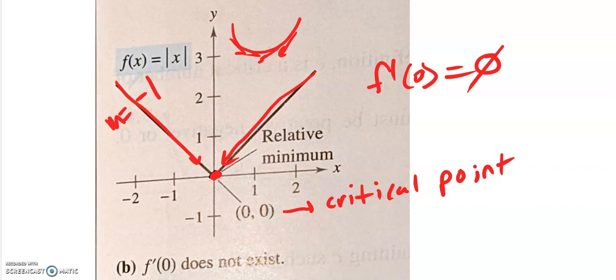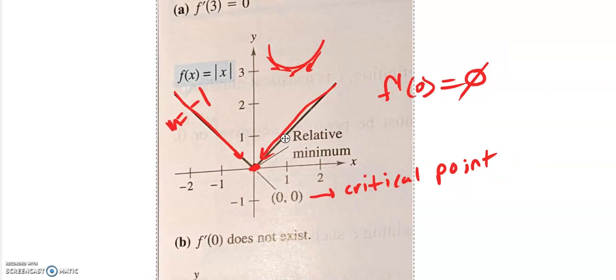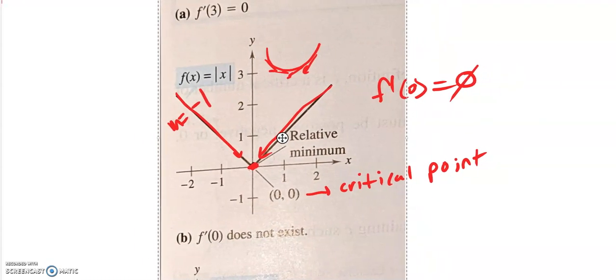So even if we tried to find the derivative, we would not be able to because it doesn't exist. That means it's a critical point. And in this case, that is a relative minimum, or we know it's also an absolute minimum because it doesn't get any lower than that, right? So with absolute value, with corners, also we'll talk about it a little bit.